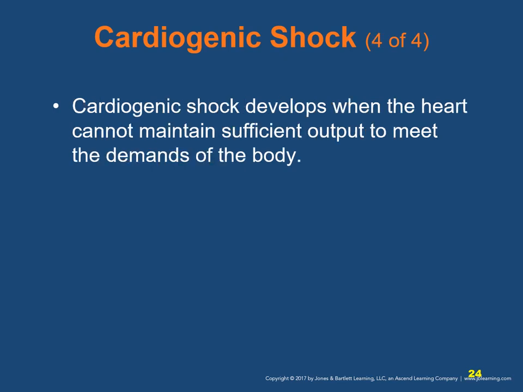Cardiogenic shock develops when the heart cannot maintain sufficient output to meet the demands of the body. Cardiac output is the volume of blood that the heart can pump per minute, and it is dependent upon several factors. The heart must have adequate strength, which is largely determined by the ability of the heart muscle to contract. The heart must receive adequate blood to pump. The resistance to flow in the peripheral circulation must be adequate.